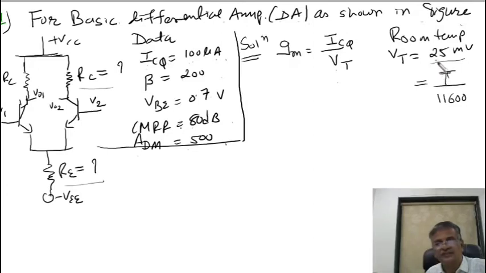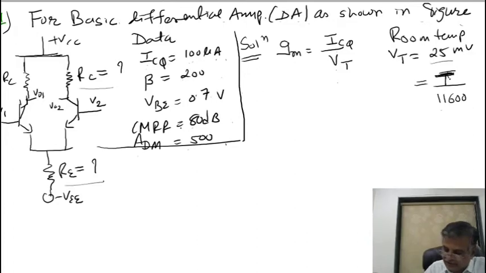Suppose some students say I do not want to remember. So remember this equation. This is nothing but Vt is temperature upon this figure 11,600. And this temperature is the room temperature, 27 degrees centigrade. So this you write in Kelvin. So 300 Kelvin, 300 upon 11,600. If you find this out, you will get 25 millivolt.